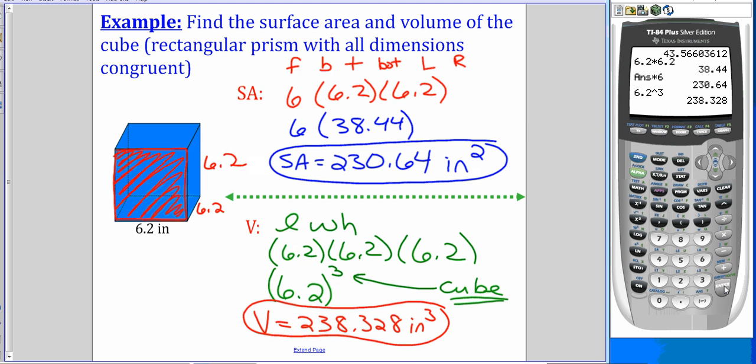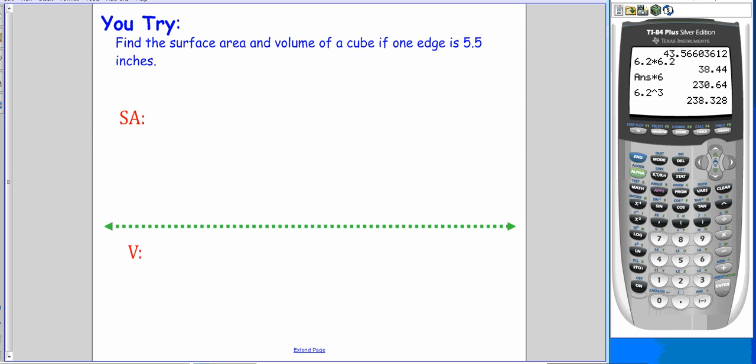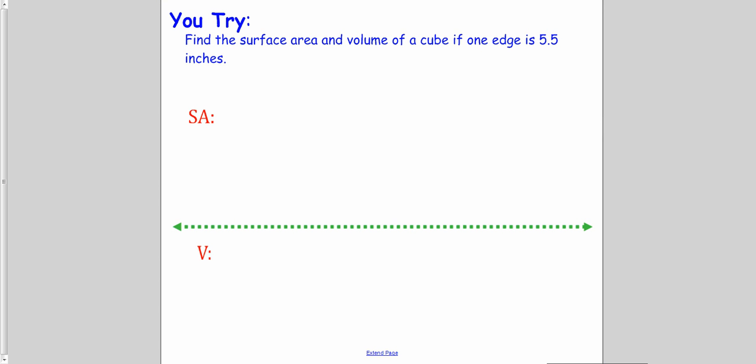Moving on to the next one, if you need to pause here, go ahead. So for the next one, this is a you try. Find the surface area and volume of a cube if one edge is 5.5 inches. So please go ahead and pause the video and try this problem.